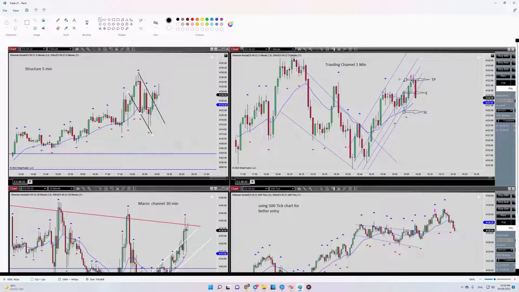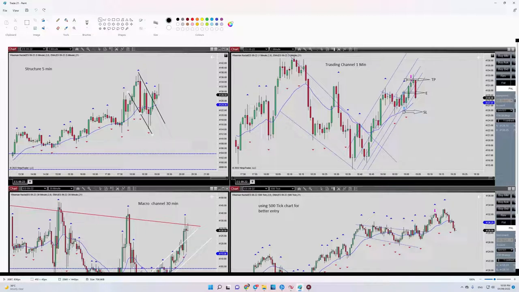and my entry signal was shown after the breakout of this channel, sideways channel in 500 tick. Alright, after the breakout of this here, I entered, and as you can see, the price moved and touched my target. Alright, that's it.